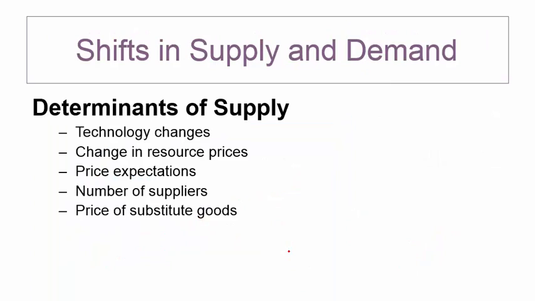Okay, all right, so let's just go ahead then and see what some detriments of supply are. Technological changes, for example, are going to be a detriment of supply. No one's going to be willing to supply something if the technology now has gone past that particular item.